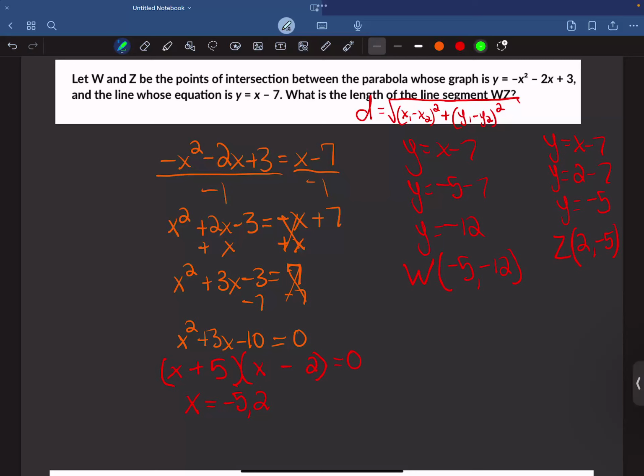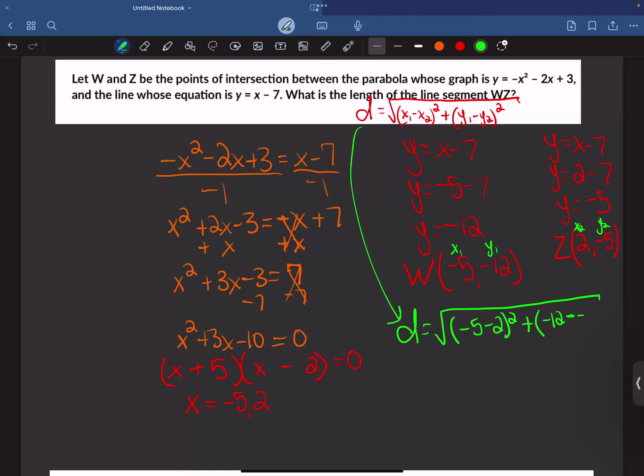So let's deal with our distance formula now. It's important. Let's label x1, y1, x2, y2. Could you have labeled 2 as x1 and negative 5 as x2? Yeah. Doesn't matter as long as you're consistent. So we're using, again, this formula: x1 minus x2 squared plus y1 minus y2 squared.